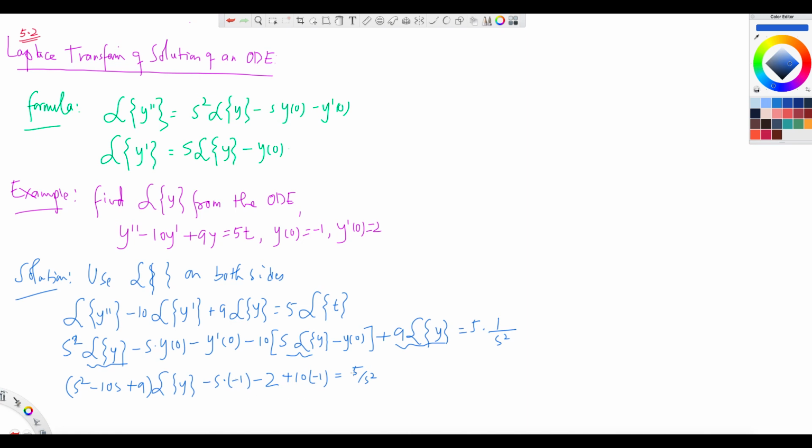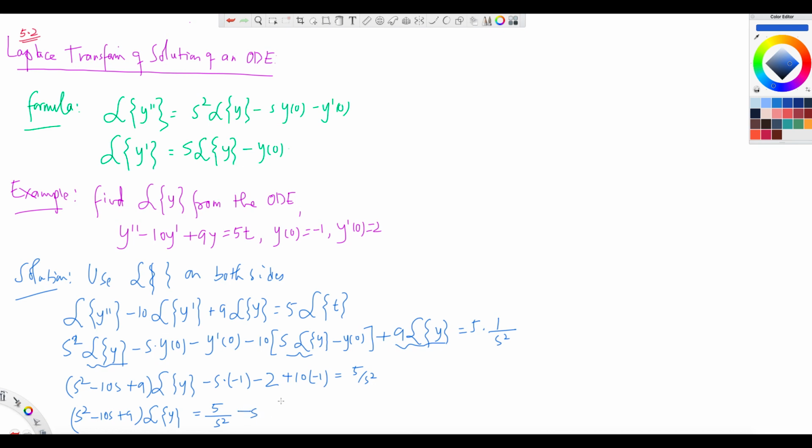You move into the other side. Okay, what do you get? So you get s square minus 10s plus 9, and then there is Laplace transform of y, equals to, what I'm trying to do is 5 over s square. So that will be negative s times negative 1 will be positive s, but if you move that to the right side, you will get minus s, right?